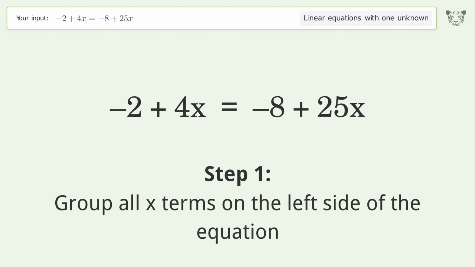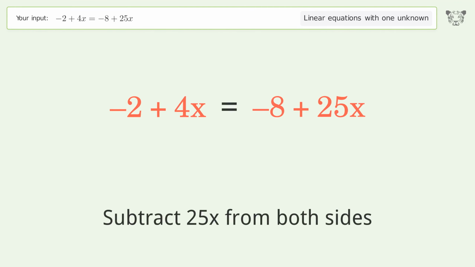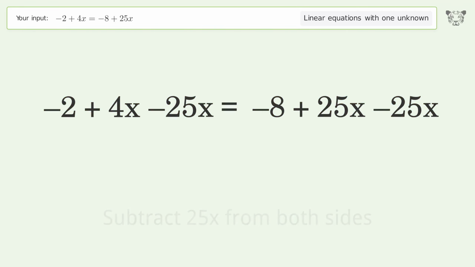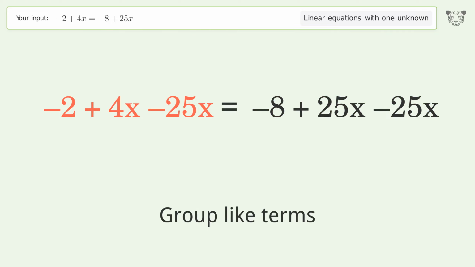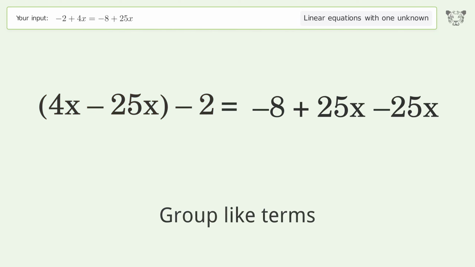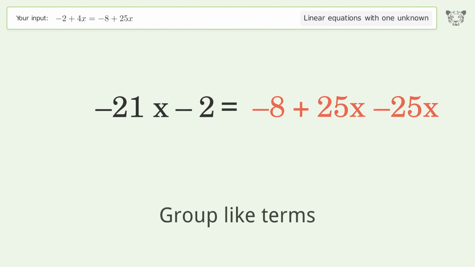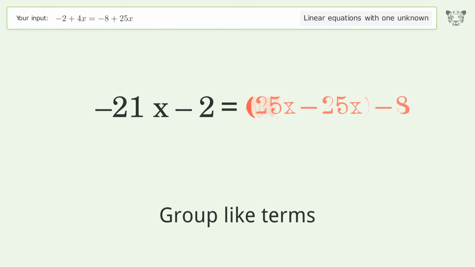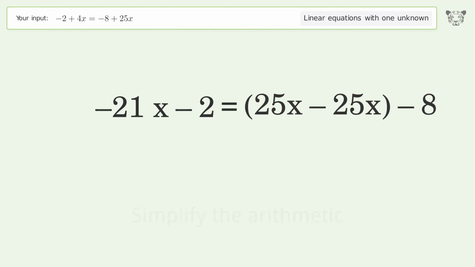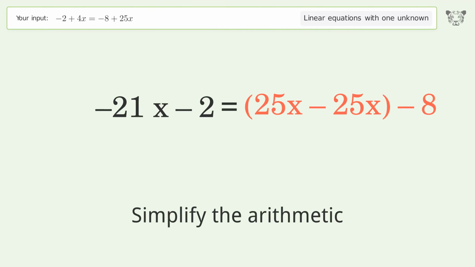Group all x terms on the left side of the equation. Subtract 25x from both sides. Group like terms. Simplify the arithmetic. Group like terms. Simplify the arithmetic.